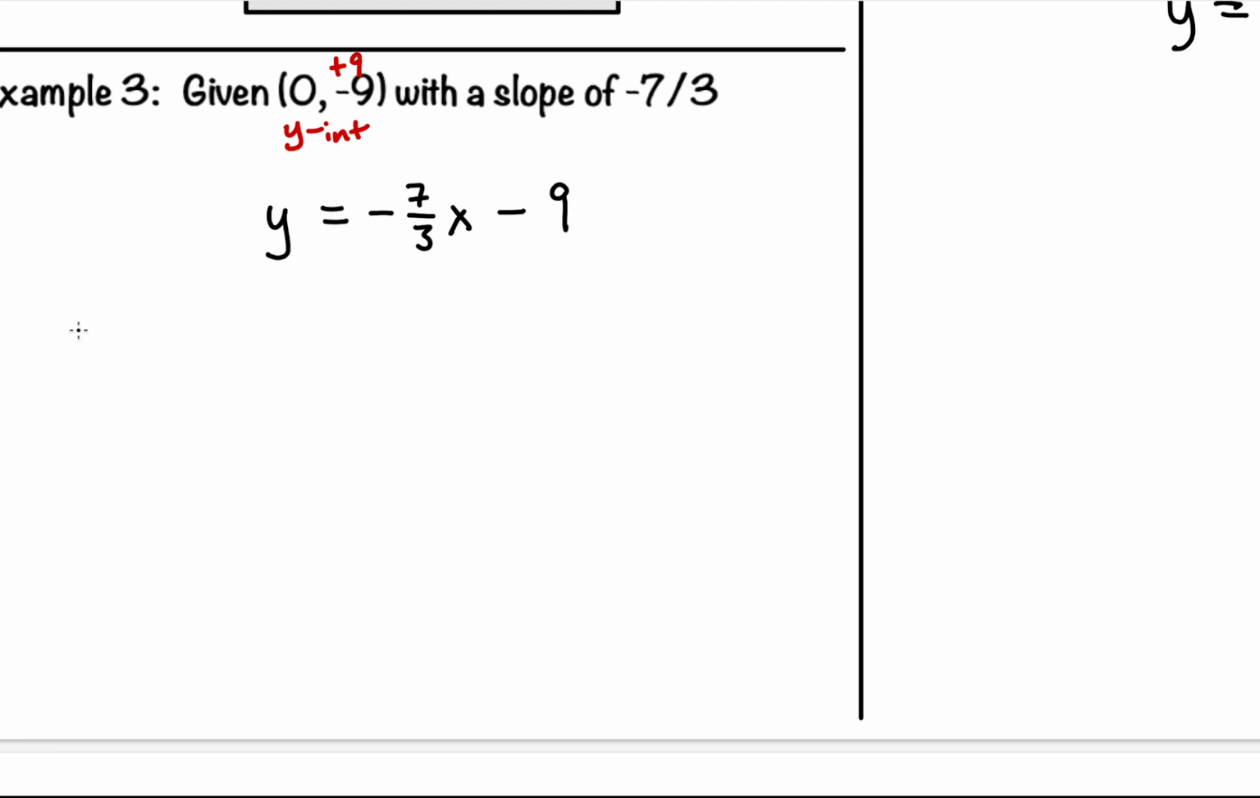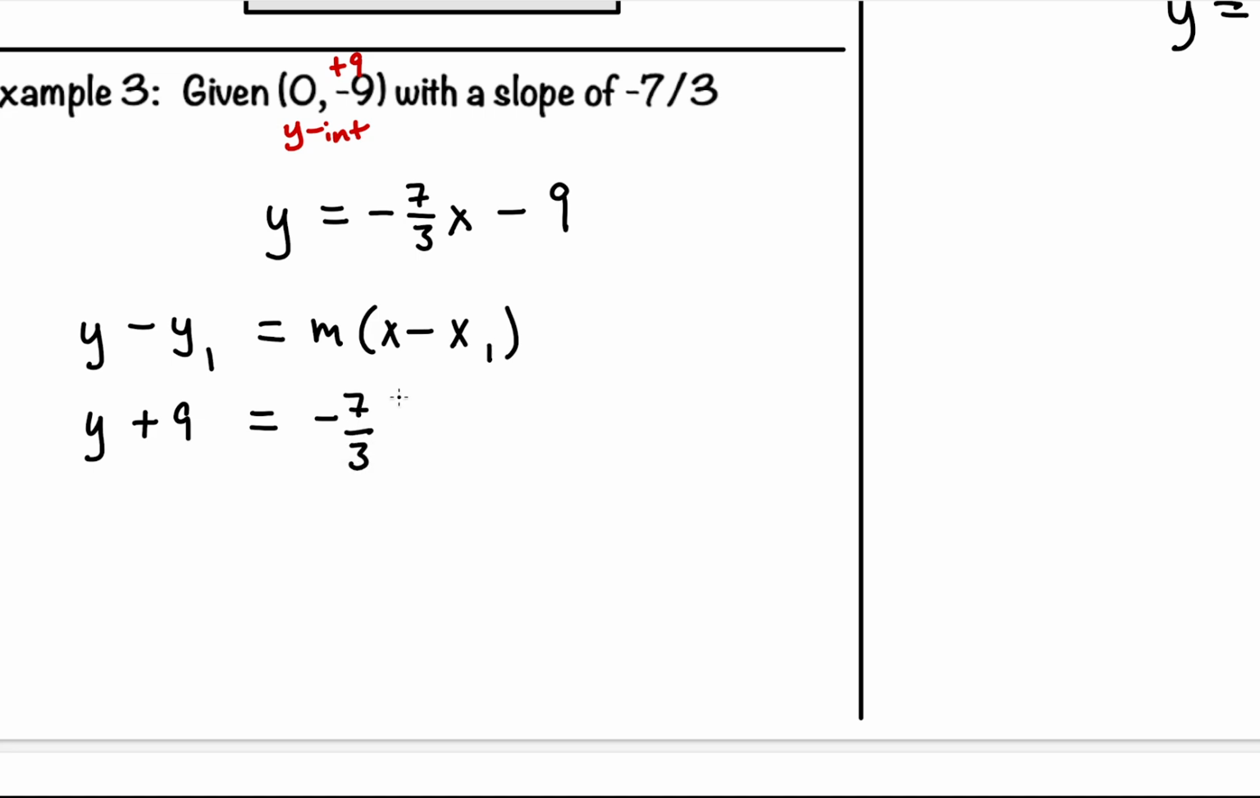However, like I said, I want to throw this into point slope form, so we're going to do y minus y1 equals m times x minus x1. Okay, substituting in, we're going to get y plus 9 equals, nope, don't know what I said, 0 for. Negative 7/3 of x minus 0. Plus or minus 0, it doesn't matter.